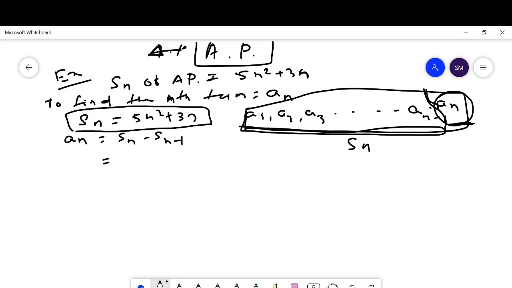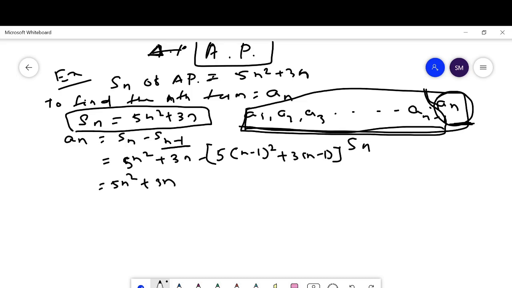Here Sn is given as 5n square plus 3n, minus S of n minus 1. In place of n we write n minus 1: 5 into n minus 1 whole square plus 3 into n minus 1. Then this is an, which is equal to... solve this. Open the bracket and simplify it. Here a minus b whole square is a square plus b square minus 2ab. Then here it is plus 3n minus 3.